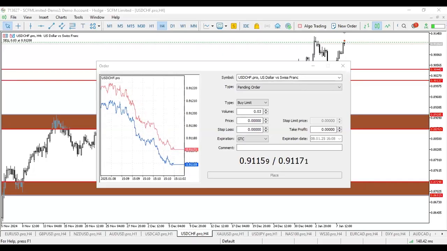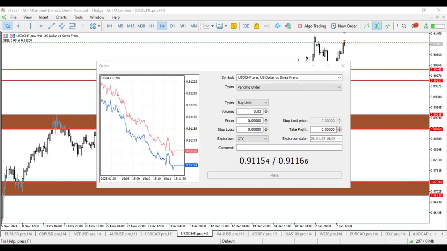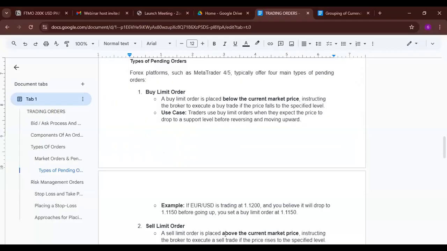So we have different types of pending orders. Just a minute. Maybe let me share this. I'll toggle between the platform and the notes as well, so that you're able to relate what I am discussing and what I'll be elaborating on the charts.